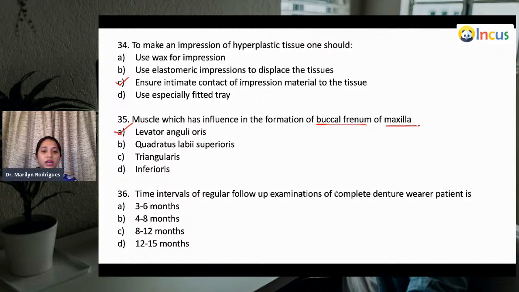The time intervals for regular follow-ups for examination of a complete denture patient are: 3 to 6 months, 4 to 8 months, 8 to 12 months, 12 to 15 months. The answer to question number 36 is A, 3 to 6 months.